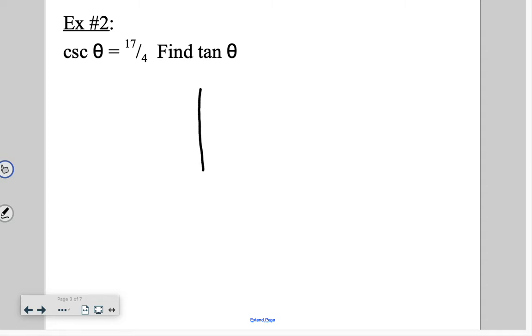So if I draw a picture of this one, some right triangle, let's call that angle theta. How does knowing that the cosecant of theta is 17/4 help me with my picture? Okay? It's the reciprocal of sine. So sine is normally opposite over hypotenuse, which means cosecant is hypotenuse over opposite. That tells me that 17 is my hypotenuse, and the opposite leg is 4. That's how the cosecant will help me. Okay? They give you some information, and then you work from there.